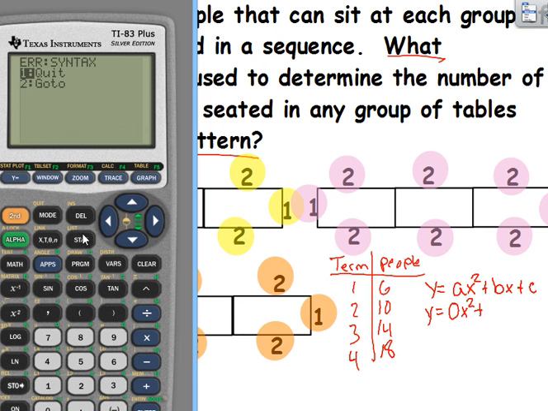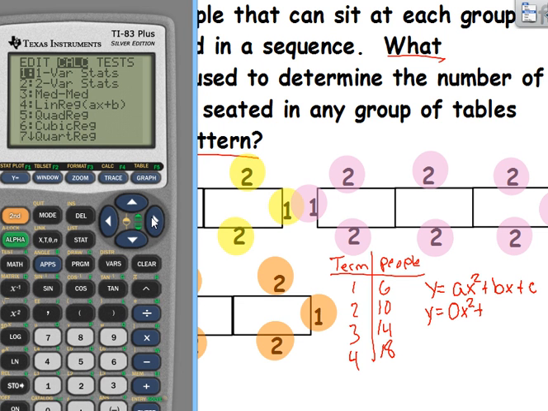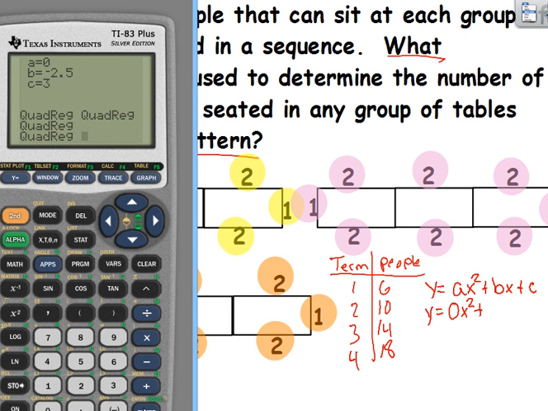Now we don't want to work. So we're going to quit that and go back to our stat. Edit. And our values are correct. So let's go back to stat, calculate, and scroll down. Maybe that will help, to 5 and enter. And then enter again. There we go.